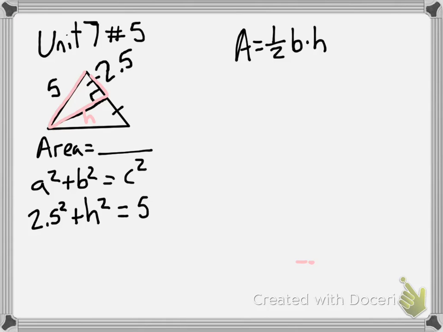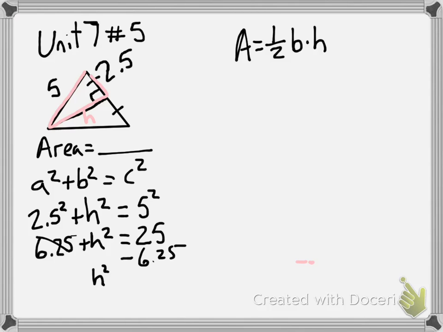Okay, so I got the 2.5 squared plus h squared equals 5 squared. We'll do the math out on that, and we get 6.25 plus h squared equals 25. We minus the 6.25 from both sides of the equation, and we're left with h squared equals 18.75. Then we take the square root of that, and we get h equals 4.3. From this point, we have what we need to finish out our problems.